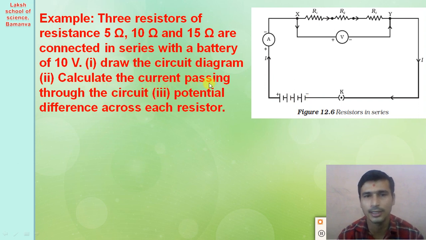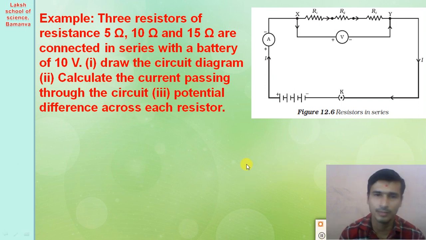Now calculate the electric current passing through the circuit and the potential difference across each resistor. So first we calculate the total resistance of the circuit as in the previous example, right? Then we calculate the current passing through the circuit I is equal to V by Rs and then the potential difference across each resistor. So you must try this example yourself to better understand how to calculate the total current passing through the circuit in a series combination and the potential difference across each resistor.